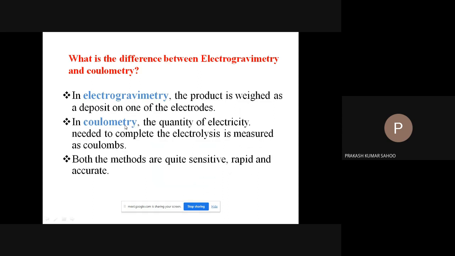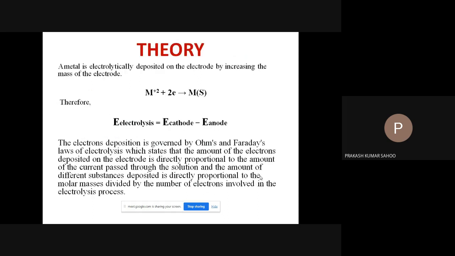So this is just the replacement or an alternative to our ammeter. That is, the amount of current passed through it is multiplied by time, and it will give the electricity, that is Q equal to it. Both the methods are quite sensitive, rapid and accurate. So these are the advantages of these two methods.